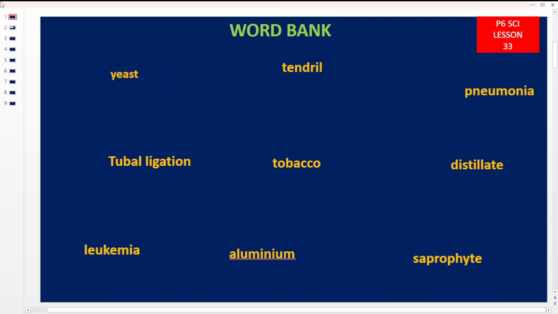We are going to start with our word number 1, and this word is read as yeast. The word is yeast, and this yeast is under what we call the fungi kingdom, or it is a fungus, and it reproduces by means of budding. This yeast is very important. We use it when we are baking breads to rise the dough, and also when we are brewing beer. So we see yeast being used there.